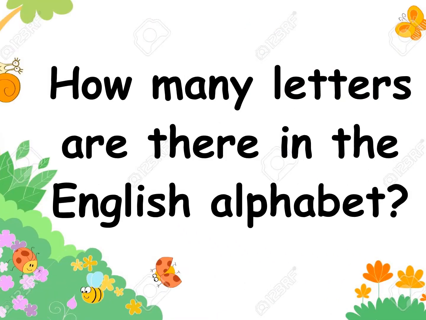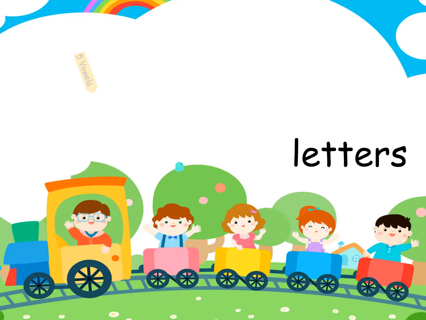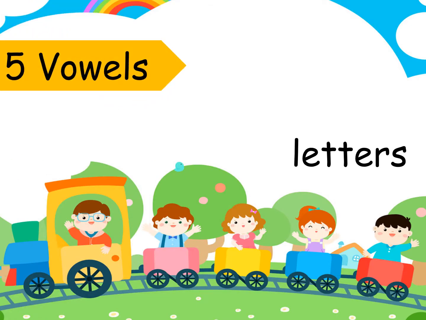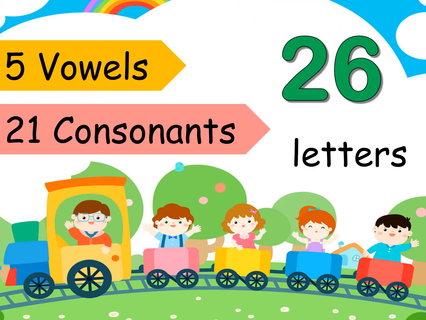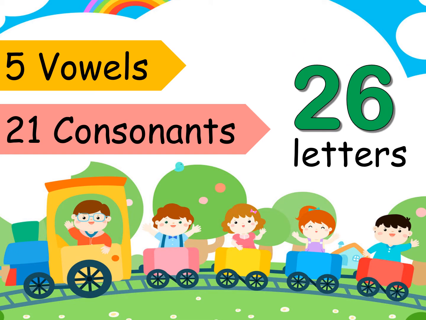How many letters are there in the English alphabet? We know. We have 5 vowels. We have 21 consonants. All in all, we have 26 letters.